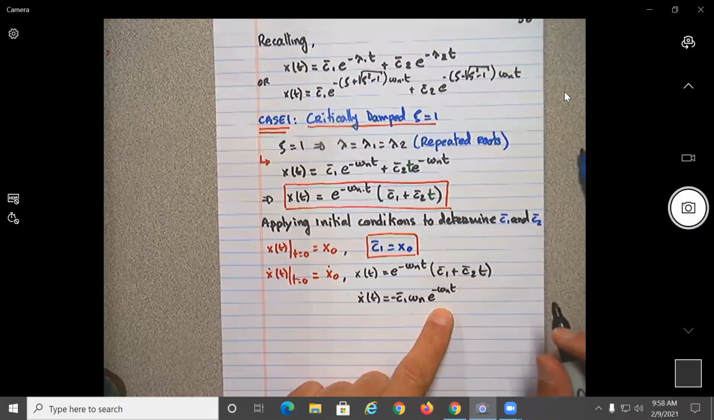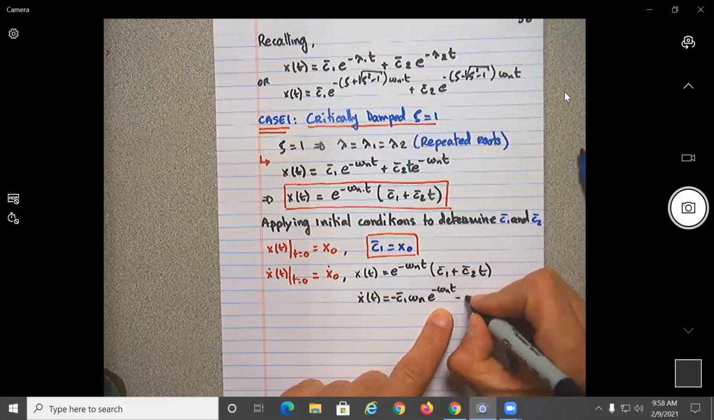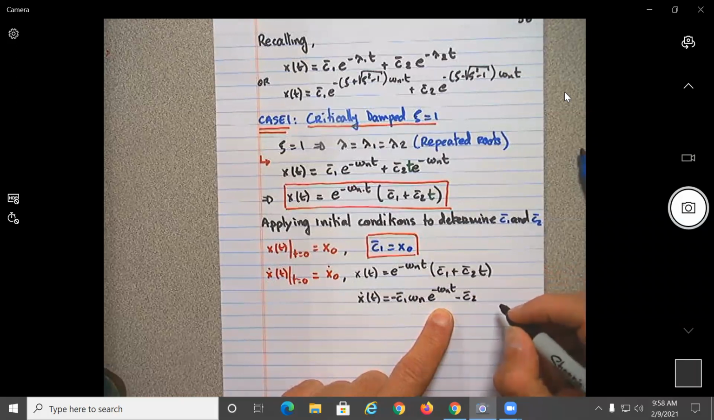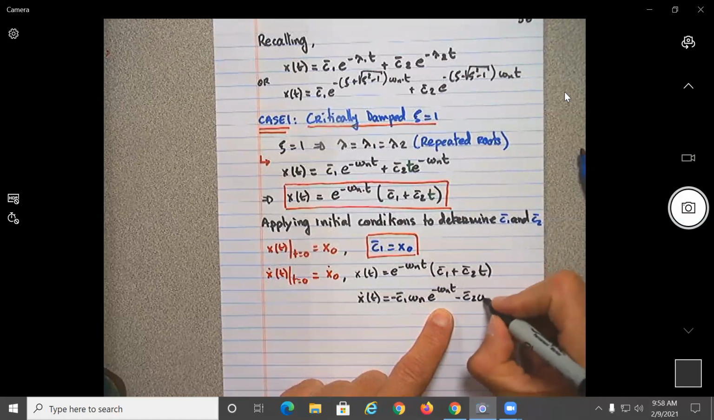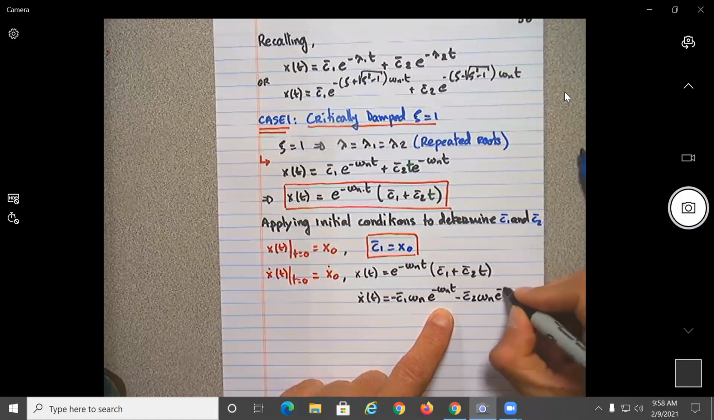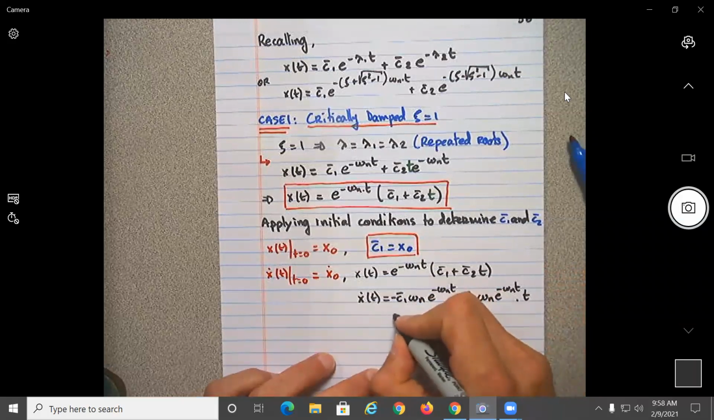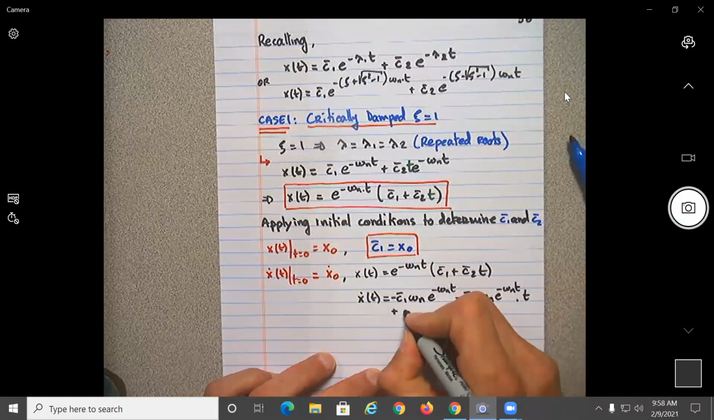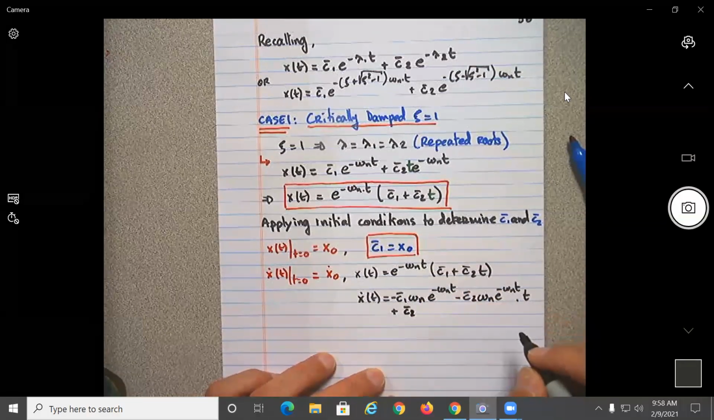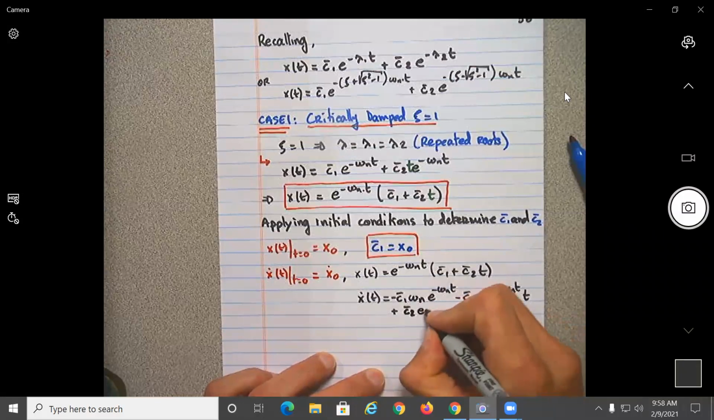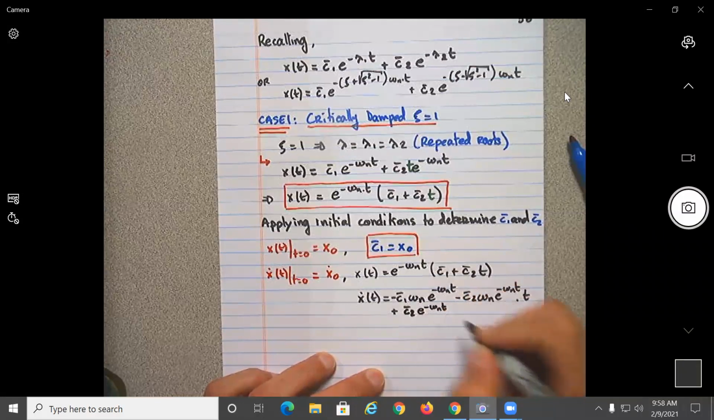So the first one will be minus c bar 2. So let's just do the same thing here. Omega n exponential of minus omega n t times t. And now plus c bar 2 exponential of minus omega n t.